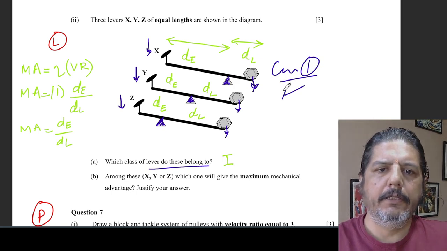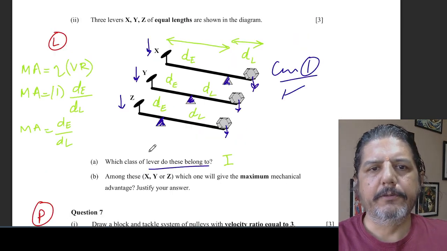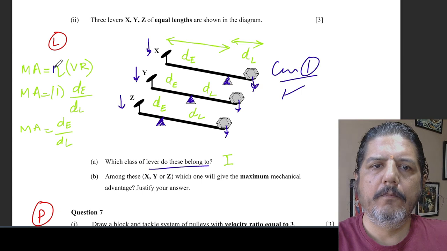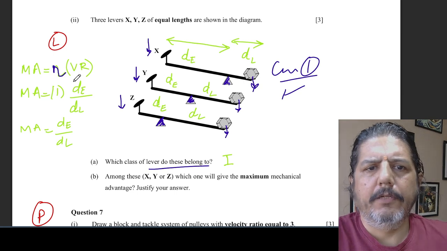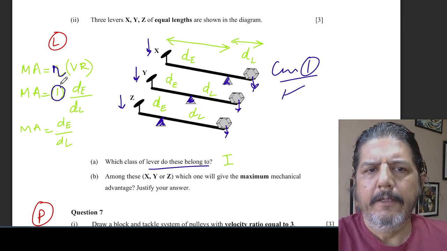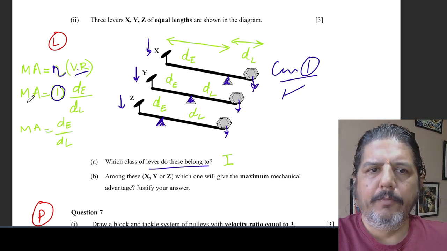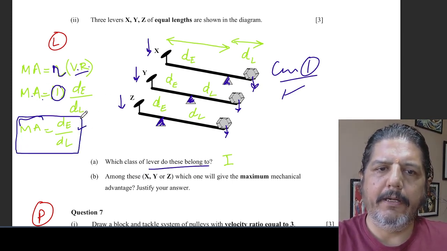And the next part is: among X, Y, Z, which one will give the maximum mechanical advantage? Now, see, mechanical advantage is given by efficiency into VR. I will take the ideal condition. I'll assume that these are ideal, so efficiency is 1. Now, velocity ratio is given by dE by dL. So mechanical advantage would be given by dE by dL.